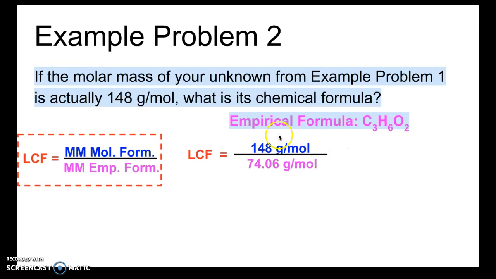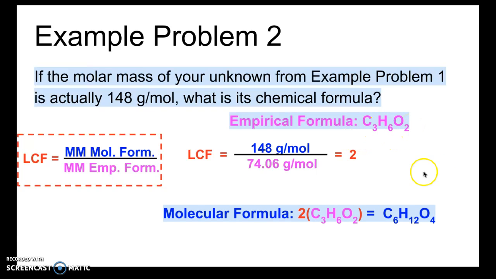And when I take my two molar masses and divide 148 by 74.06, I get a value of 2. That means my least common factor is 2. So to go from the empirical formula to the molecular formula, I need to multiply all of these subscripts by 2. And I do that and I get my molecular formula to be C6H12O4.